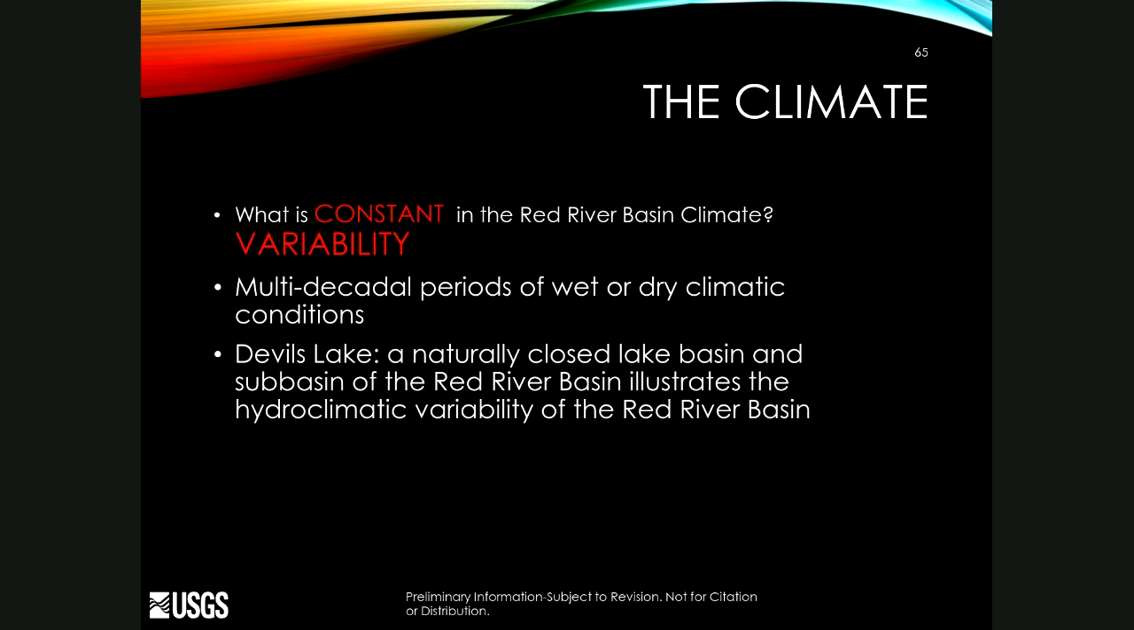So given the Red River Basin, we know that the only thing that's really constant about our climate is variability. I think today is a good example of that. We woke up to lots of snow. Yesterday there wasn't snow on the ground. And we do have those multi-decadal periods of wet and dry climatic conditions that happen. I'm just going to show you a little bit with Devil's Lake, an example of how that hydroclimatic variability does exhibit itself in a naturally closed lake basin.